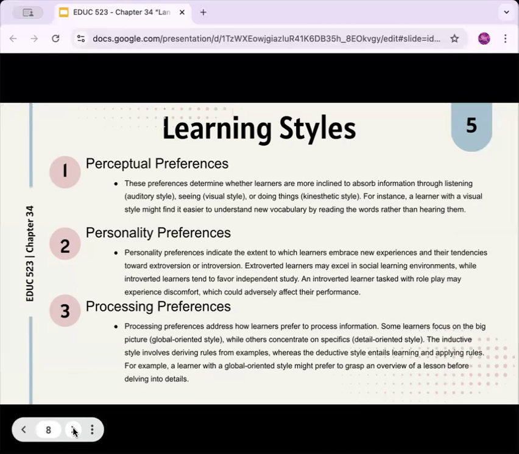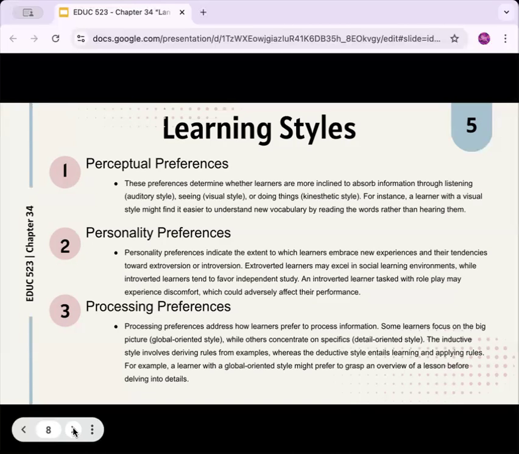The perceptual preference, these are the preferences that can determine whether the learner is more inclined to absorb information through listening, seeing, or doing things. For instance, a visual learner might find it easier to understand new vocabulary by reading the words rather than hearing them. The personality preference indicates the extent to which learners embrace new experiences and their tendencies towards being introverted or extroverted. An introverted learner who is tasked with role play may experience discomfort, which could adversely affect their performance in language acquisition.